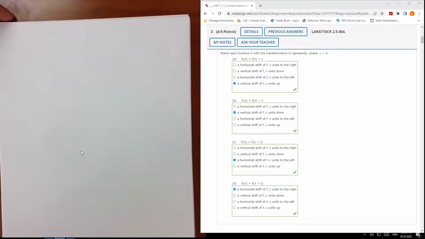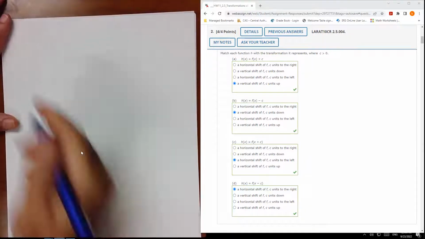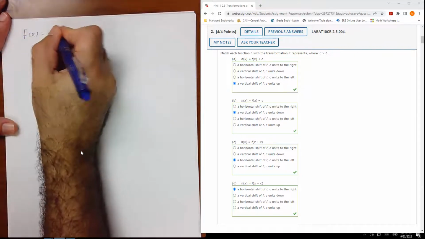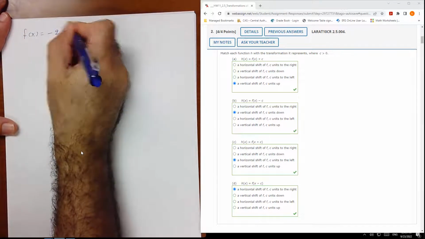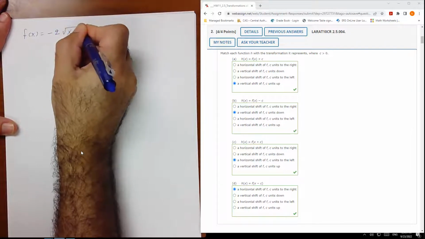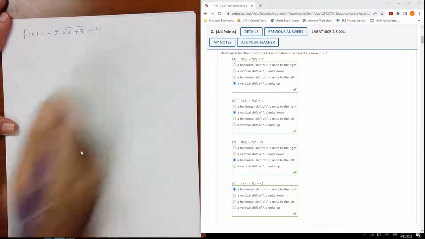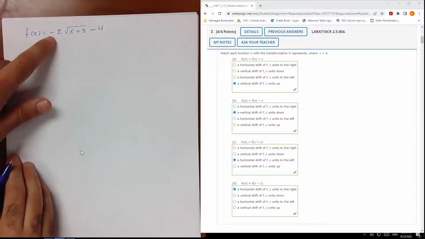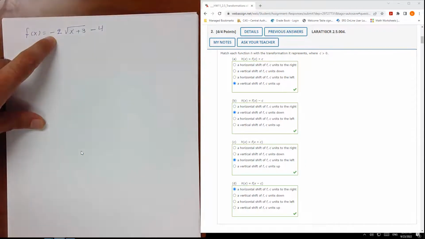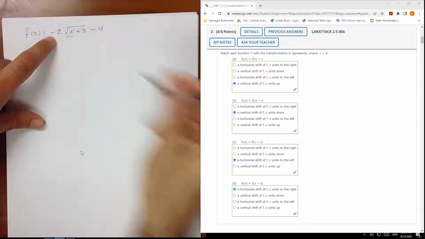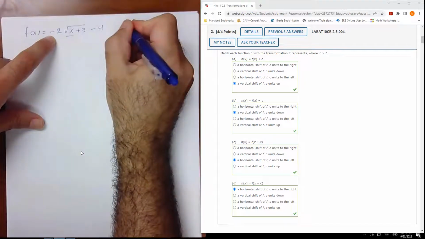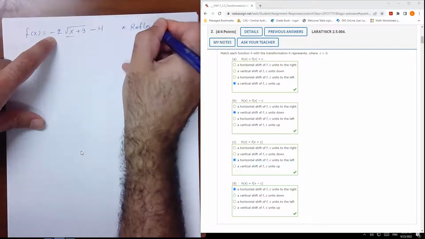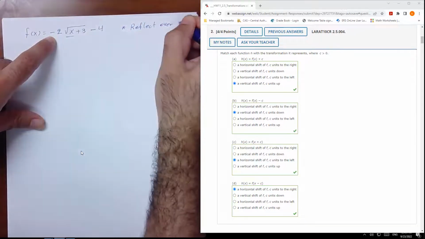Now, what about if we have this one? f of x equals negative 2 square root of x plus 3 minus 4. Let's check how many techniques we have on this one. There's a negative sign, and here's the basic function. Always locate the basic function. There is a negative sign outside the basic function. That means it's going to be reflect over x-axis.